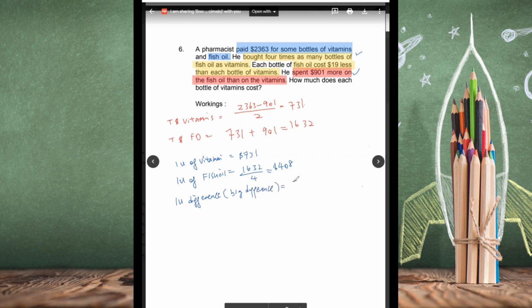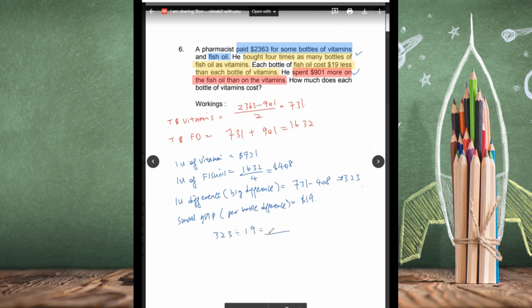So what we get here is 731 minus 408. So what we have here is 323. And this 323 is caused by the small gap, which is the per bottle difference, which is equals to $19. So if we take this total difference divide by each other, we will actually have 323 divided by 19.